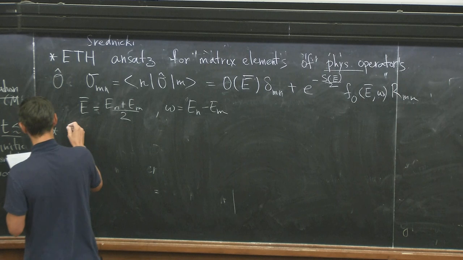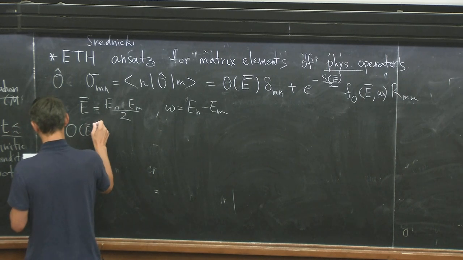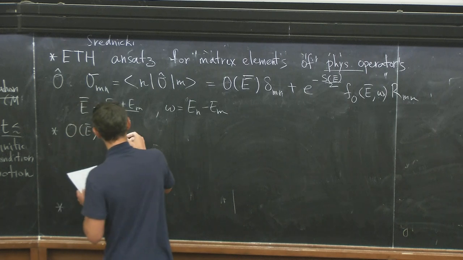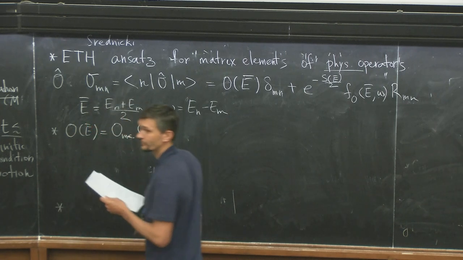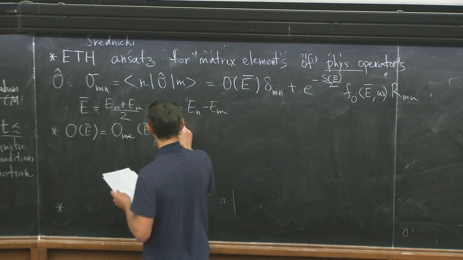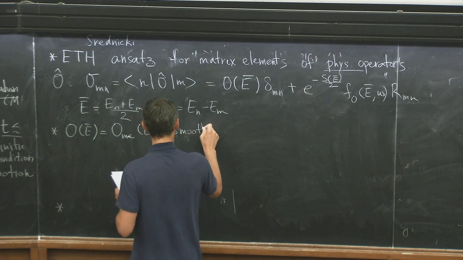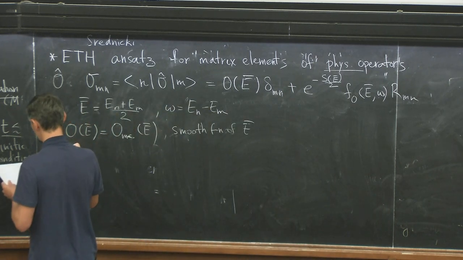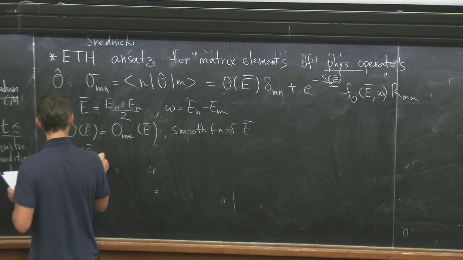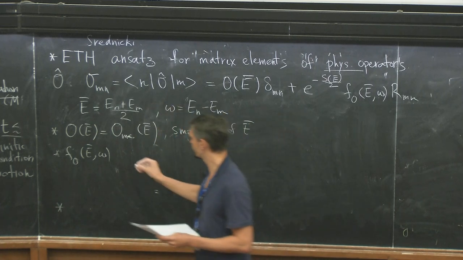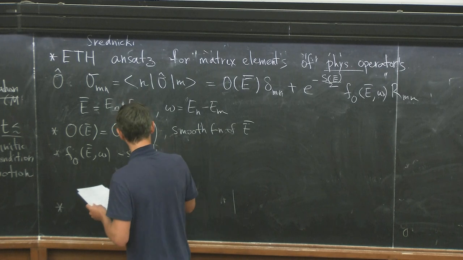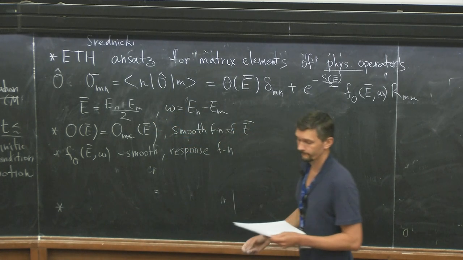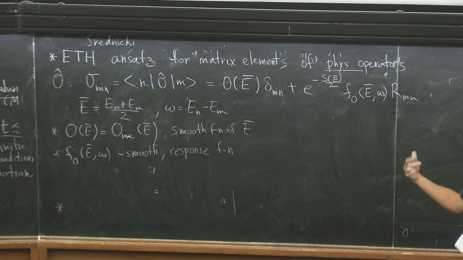There are a couple of extra properties. O of E bar is a smooth function of E bar, and it's very close to the microcanonical value of the observable O. MC is microcanonical, and it's a smooth function of E bar. The same is true of the function f_O of E bar and omega, which enters the off-diagonal matrix element. It's smooth, and it's actually related to the linear response function of your system. That's the ansatz.